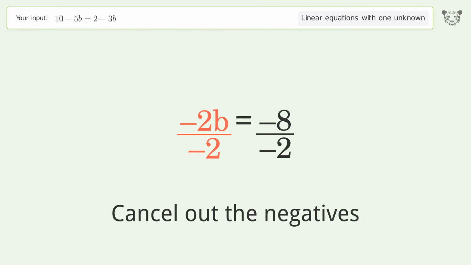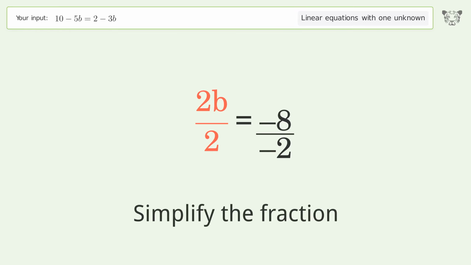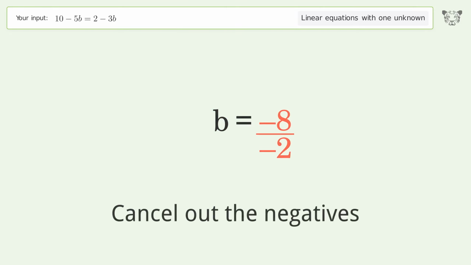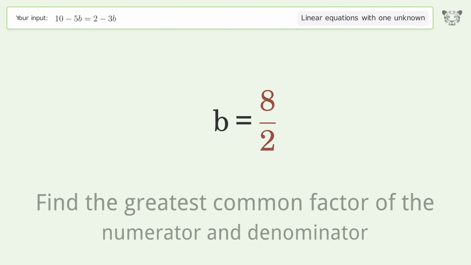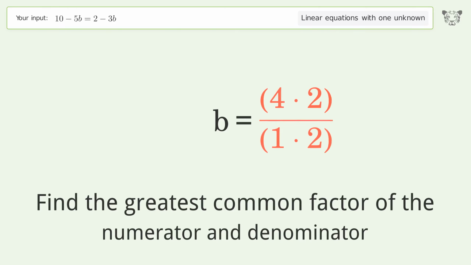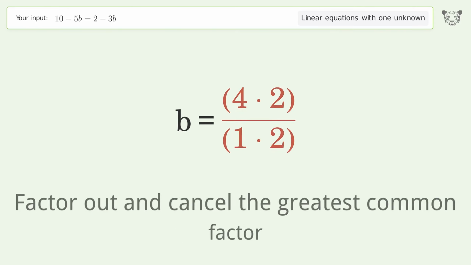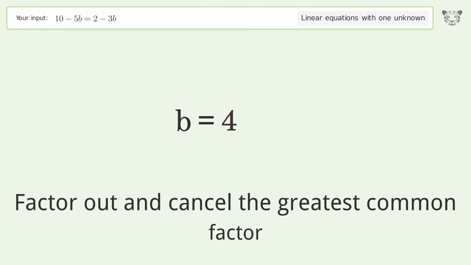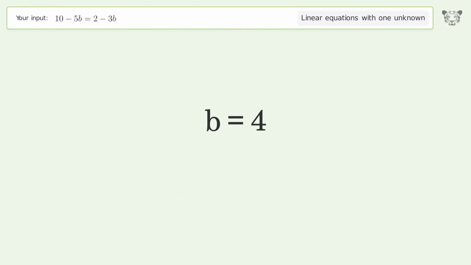Cancel out the negatives. Simplify the fraction. Cancel out the negatives. Find the greatest common factor of the numerator and denominator. Factor out and cancel the greatest common factor. And so the final result is b equals 4.